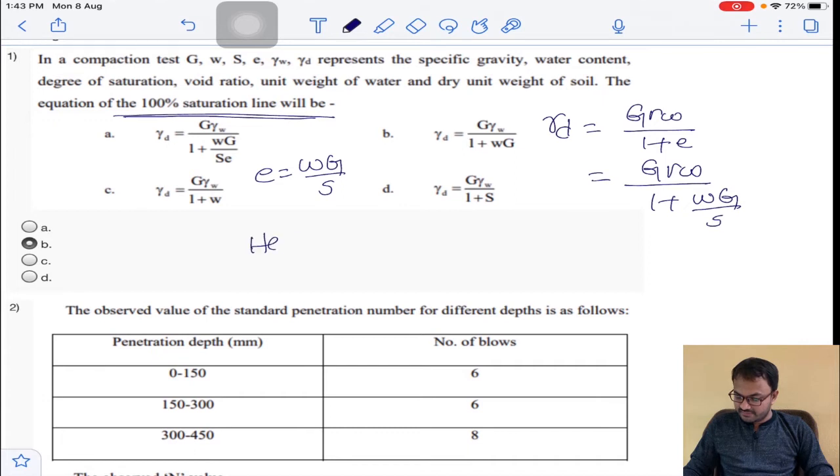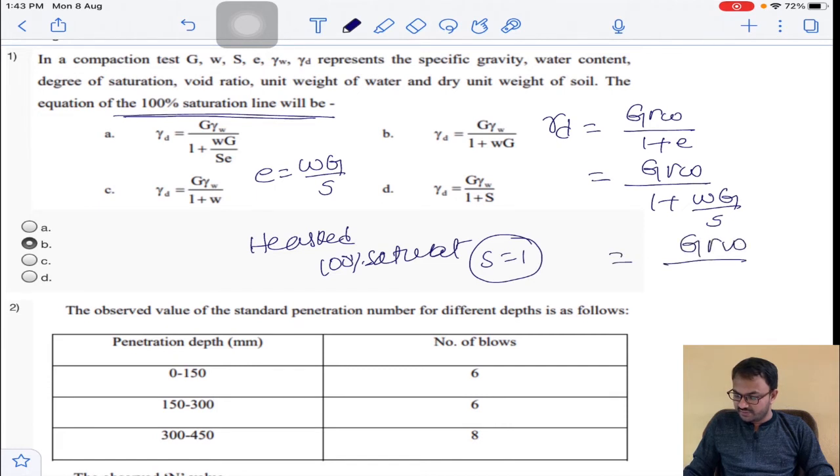He asked for the 100% saturation line equation. For the 100% saturation line, S is equal to 1. So place S equal to 1 in this equation: gamma d is equal to G gamma w by 1 plus wG. Okay, so the answer will be B for question number 1.